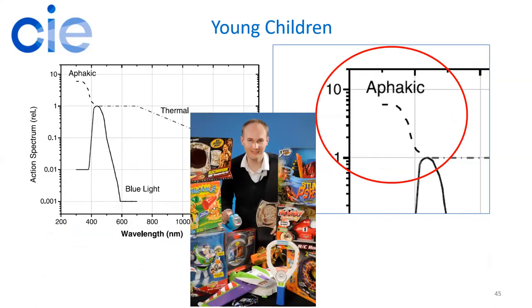But more importantly, this is recognized by the ICNIRP guidelines in that they have this different curve when you go down in wavelength into the violet and towards the ultraviolet, where the weighting function goes up to a factor of 6. So we tend to apply this by dividing the limits by a factor of 10 for children.